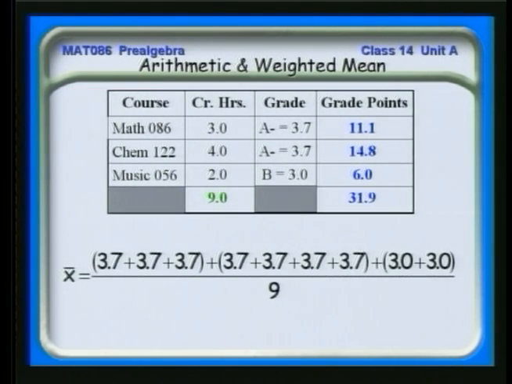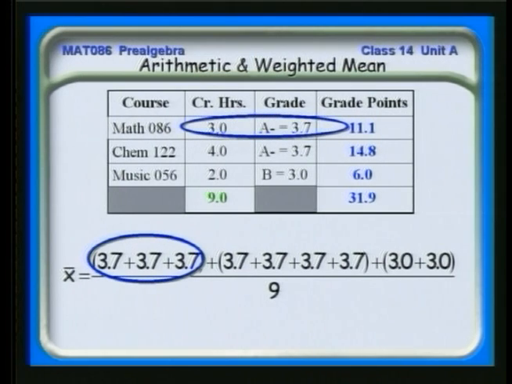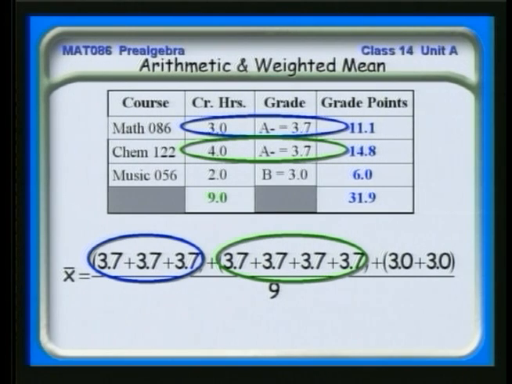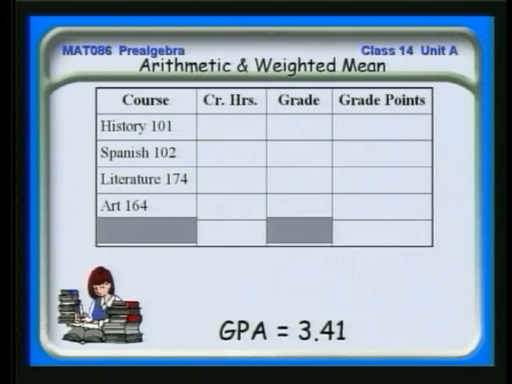And what we're really saying is you take the 3.7 from math 3 times, the 3.7 from chemistry 4 times, and the 3.0 from music 2 times. And if you add all those together, you see there are 9 different items there, so you divide by 9. In effect, you're giving each of those 3 grades different strengths or different importances. There's the 3 for math, there's the 4 for chemistry, there are the 2 for music.